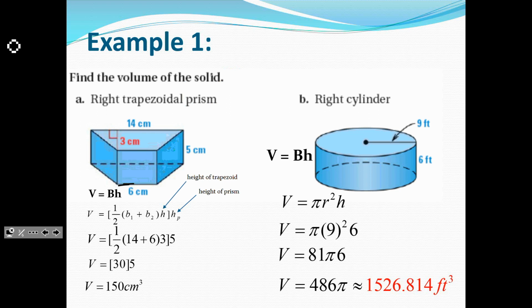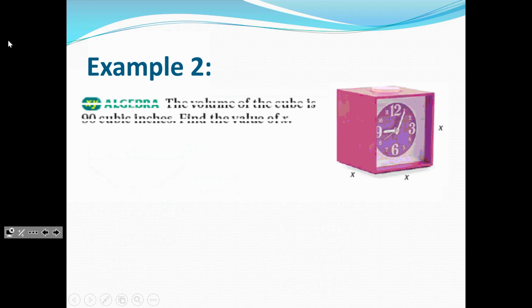All right, so here were 2 examples where they gave us all the information we would need. All we had to do was plug it all into the formulas. Let's look at another example. So here, they say that the volume of this cube is 90. So this time they gave us the volume. They want us to find the value of x.